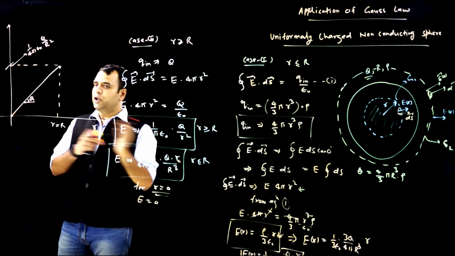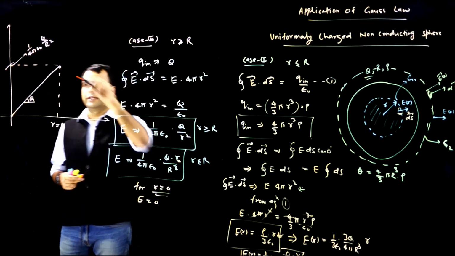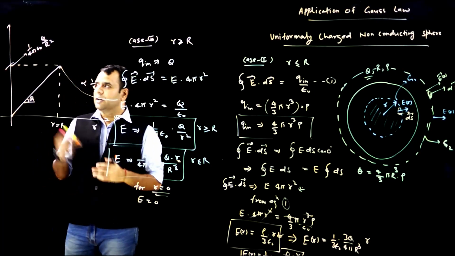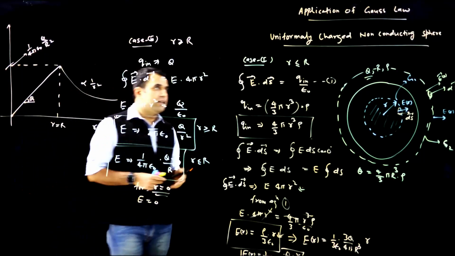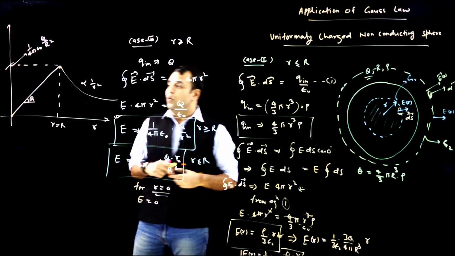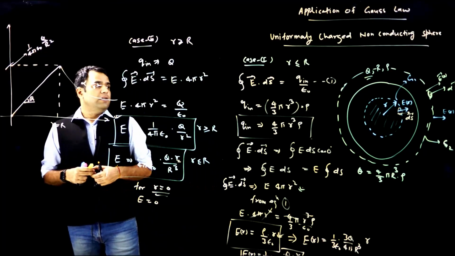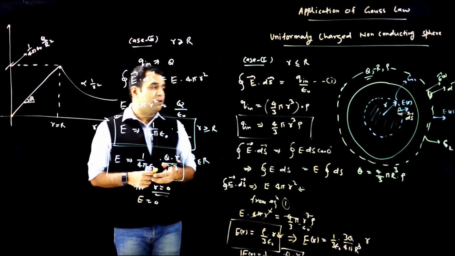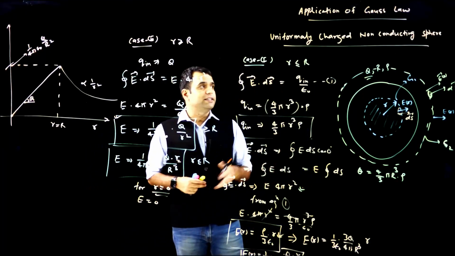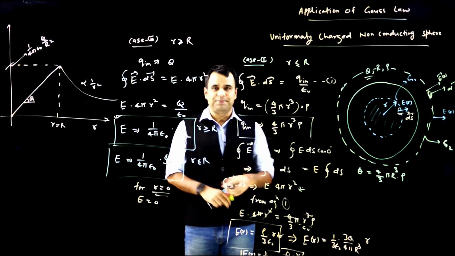And then the moment you cross the surface, this is the formula which will be followed, and this is inversely proportional to r square. So that's how the electric field will vary for a uniformly charged non-conducting sphere. In the beginning, electric field will linearly increase and then it will start decreasing. Okay. So that's how we calculate the electric field due to the uniformly charged non-conducting sphere. Next lecture we'll see the potential due to this uniformly charged non-conducting sphere. Okay. Thank you.